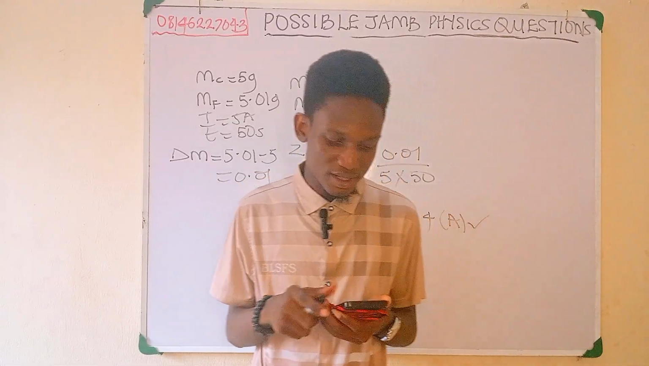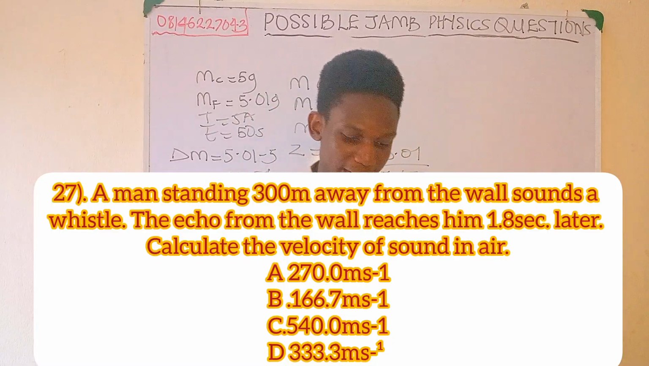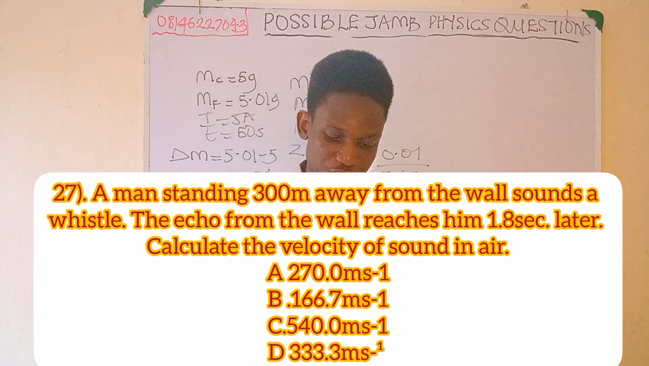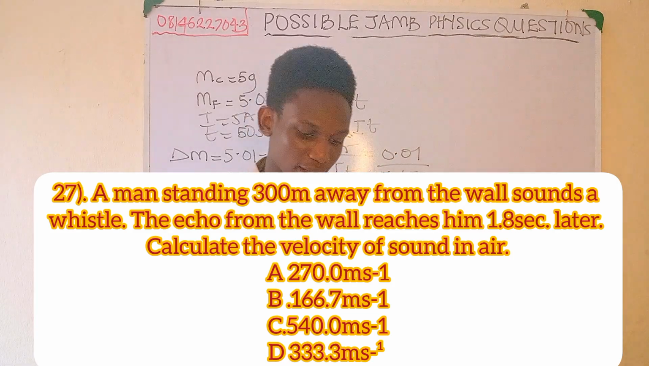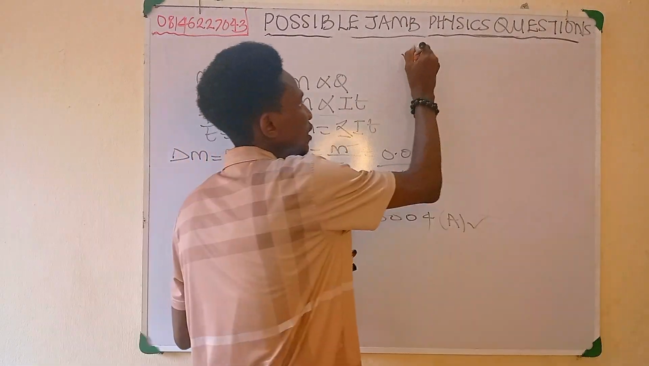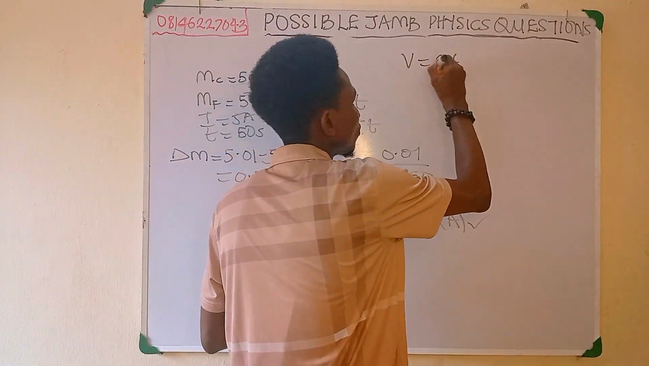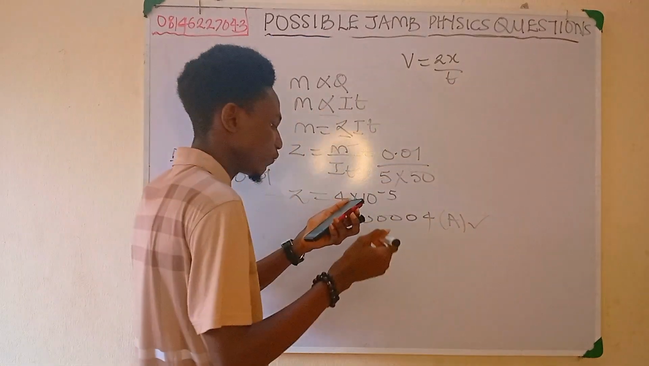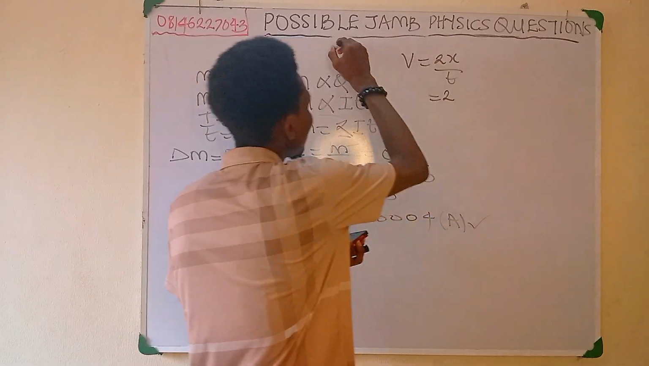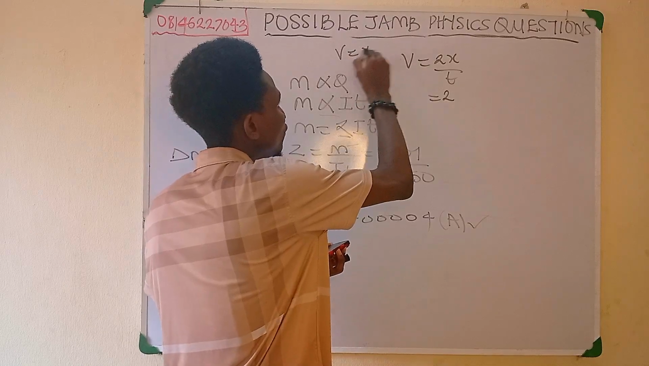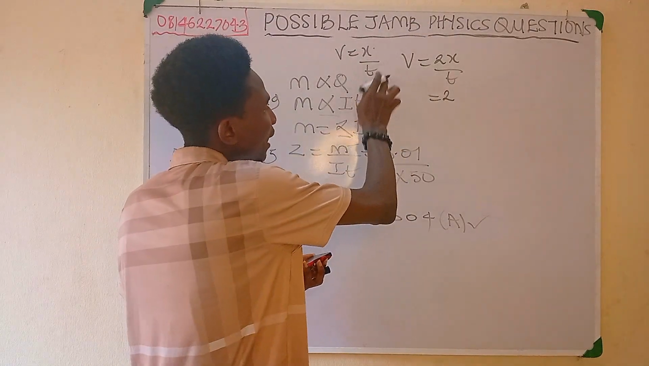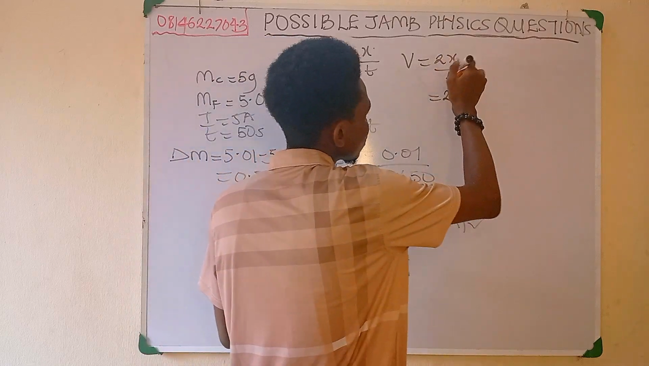Now, number 27 says a man standing 300 meters away from the wall sounds a whistle. The echo from the wall reaches him 1.8 seconds later. Calculate the velocity of sound in air. For echo, just take note that velocity of sound in air is 2x over t. The normal motion is v equals x over t, distance over time. But here it is 2x over t.